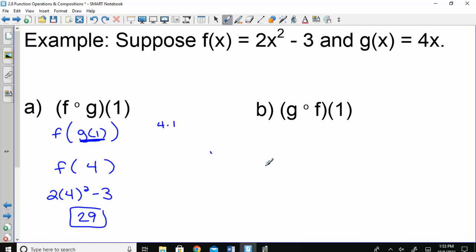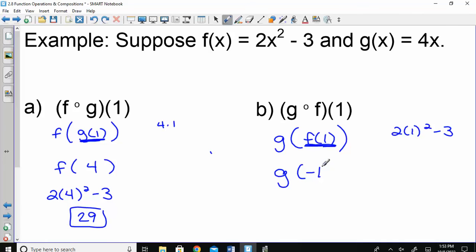Does order matter with compositions? Yes. This one is different because what do you have to do first here? Right, start with f of 1. So if you put a 1 into f, what do you get out? Negative 1. So I'm going to plug a negative 1 into g. And we get a negative 4 for our answer. So order does matter. Work inside out on those. Is that okay with everyone?